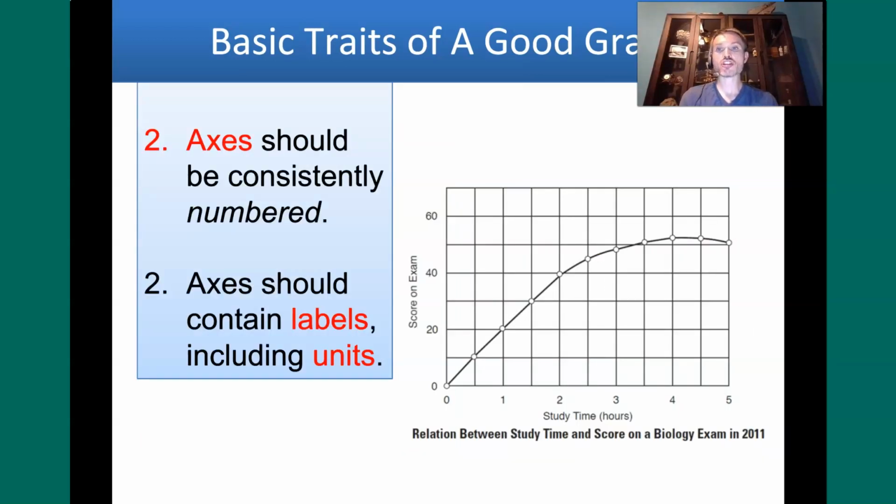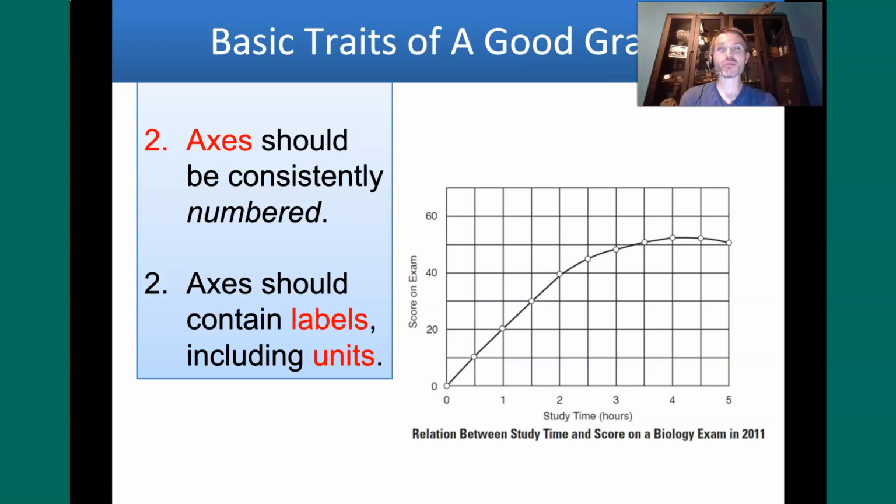The axes should be consistently numbered. So you can see in my example, I go 0, 20, 40, 60, 80, 100. Don't make these weird jumps, like for example, 0, 25, 30, 35, 50. Keep consistent. The axes should also contain labels in units.